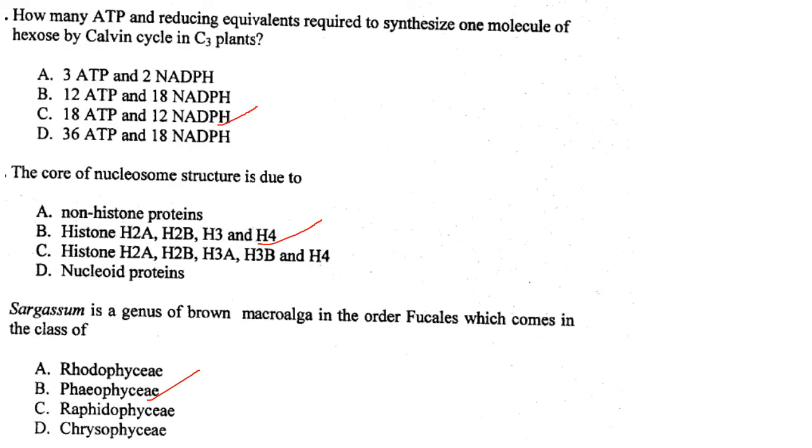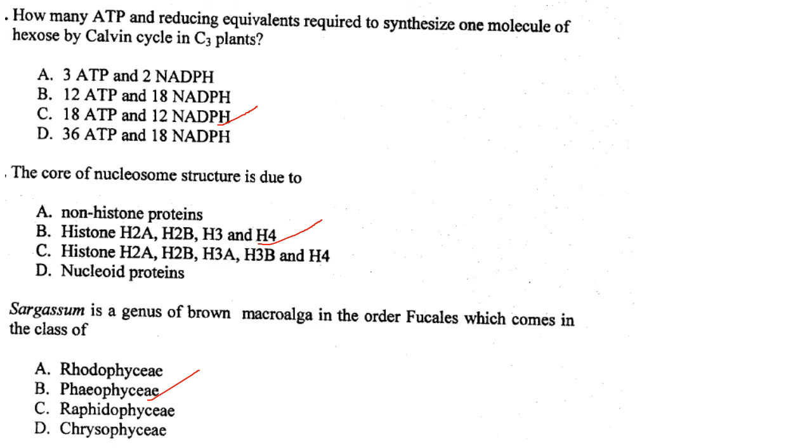Then next one. How many ATP and reducing equivalents are required to synthesize one molecule of hexose by the Calvin cycle in C3 plants? So C3 plants require 18 ATP and 12 NADPH for synthesizing one molecule of hexose by the Calvin cycle. Then the core nucleosome structure is due to. It is due to histone H2A, H2B, H3 and H4. So answer is option B.